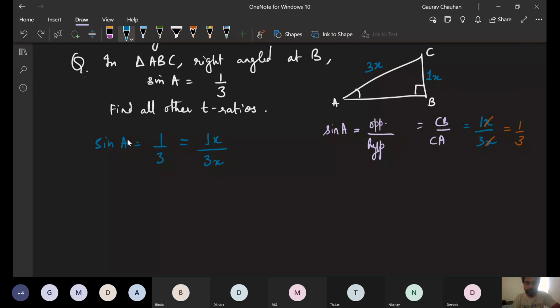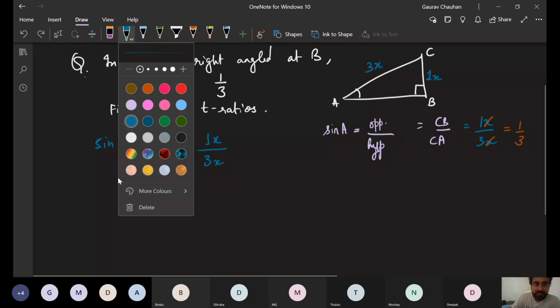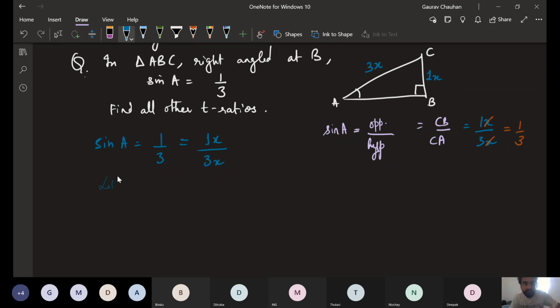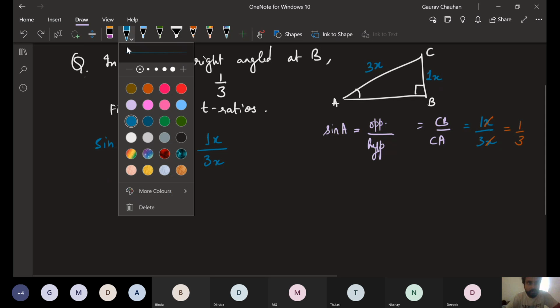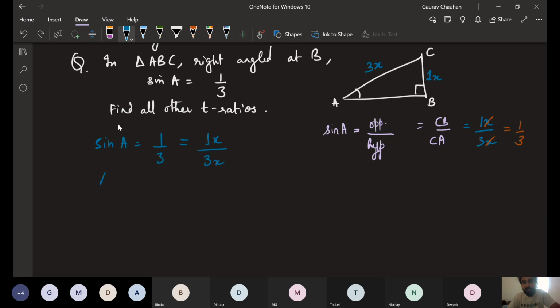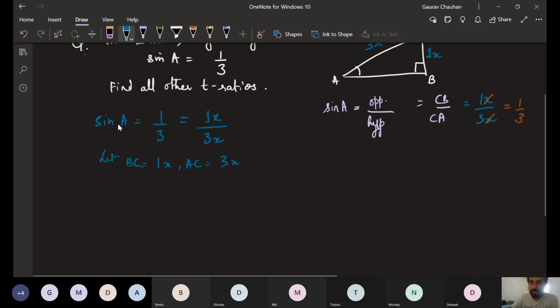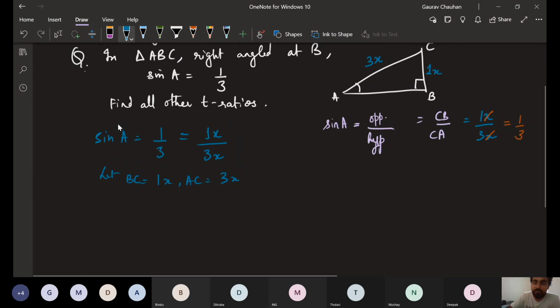Dilruba, go ahead. Sir, Pythagoras theorem. Simple. Yes, Dilruba. That one thing which we know will work for any right triangle, whether here or on Mars, that is Pythagoras theorem. So let us first write what I was saying. Let BC be equal to 1x and AC be equal to 3x. This is our assumption. Now you're saying let's use Pythagoras theorem. Can you tell Pythagoras theorem for this triangle, Dilruba?